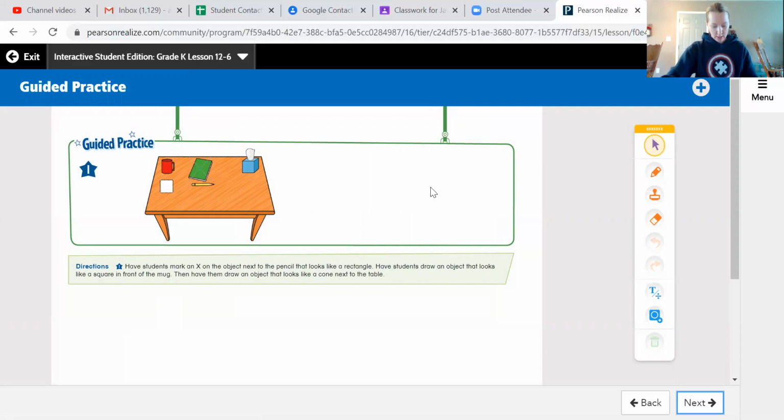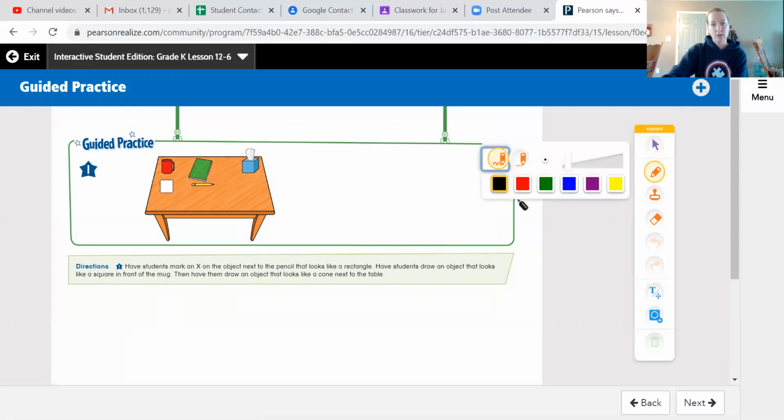The directions say, mark an X on the object next to the pencil that looks like a rectangle. So they already did it for you, but you can look and find the rectangle. We're going to put an X on the object that is shaped like a rectangle and is also next to the pencil.